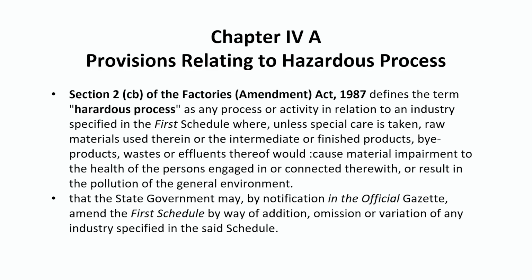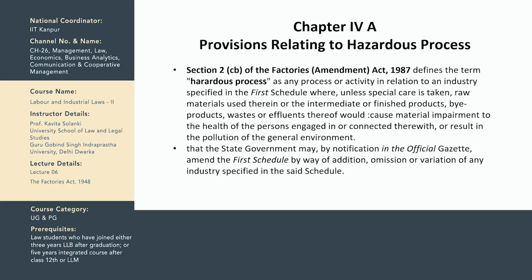So for this we are having the provisions which deal with hazardous processes, sections 41A to 41H. The definition of hazardous process has been given: any process involving dangerous chemicals, gas or substances posing health and safety risk to the workers or the environment, then in that case we would say this is a hazardous process.